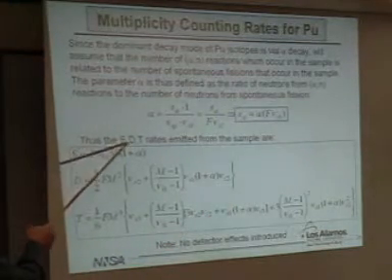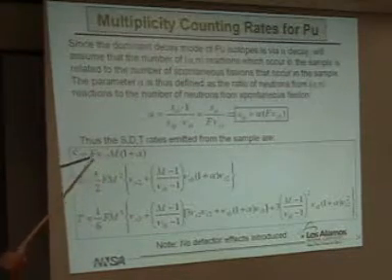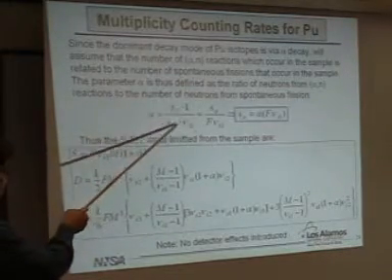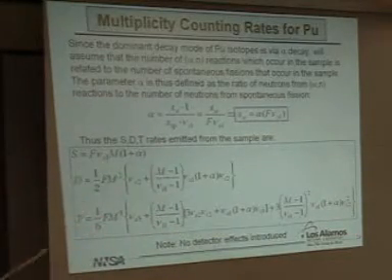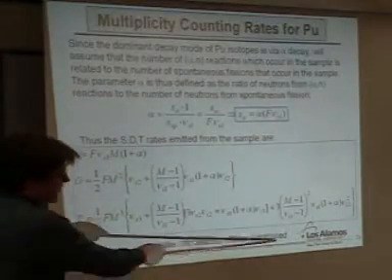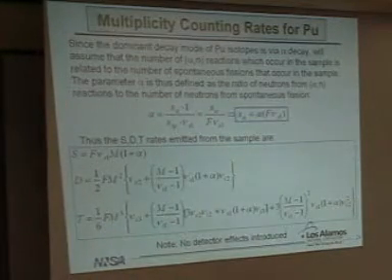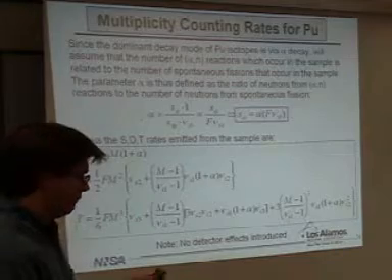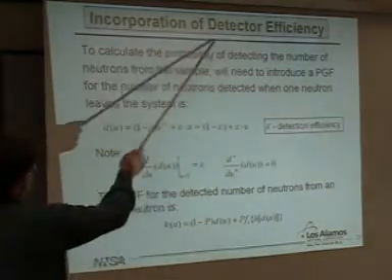Okay, so we end up with singles, doubles, and triples rates that are shown as thus. All I've done is substitutions for the S alpha for the SSP to come up with these equations. Notice I haven't introduced any detector effects. This is just the singles, doubles, and triples as they're exiting the sample. Let's go ahead and introduce detector effects. We're just going to incorporate detector efficiency.